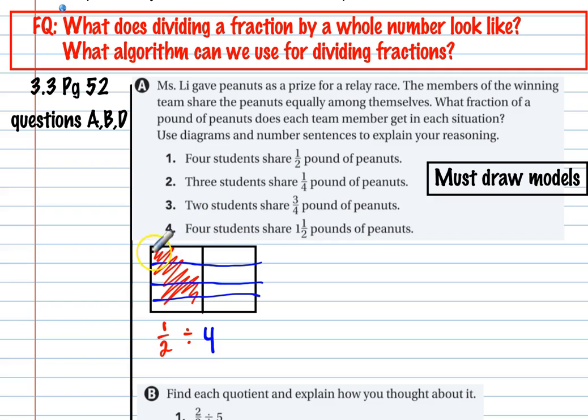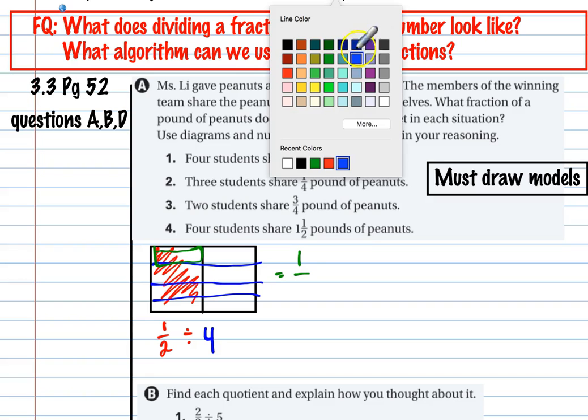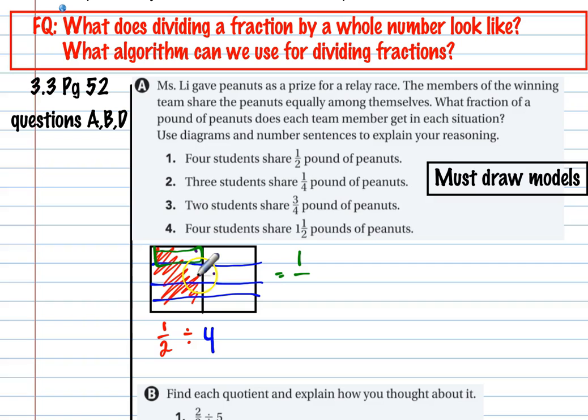Our solution should be one of them. I don't like that color. Let's do this one. This is our solution here. We just want 1, which equals 1 out of the total number. And the total number comes out to, let's find a new color, 1, 2, 3, 4, 5, 6, 7, 8. 1 out of 8. Okay, they get 1/8 of a pound each.